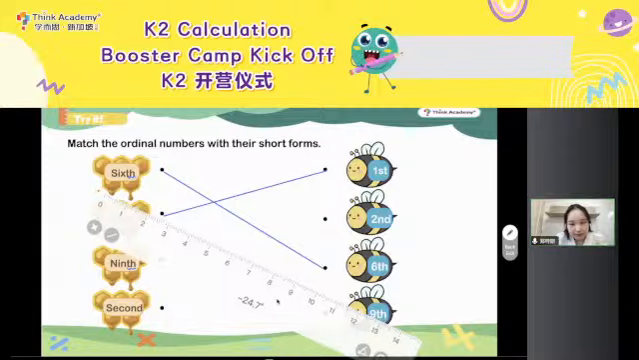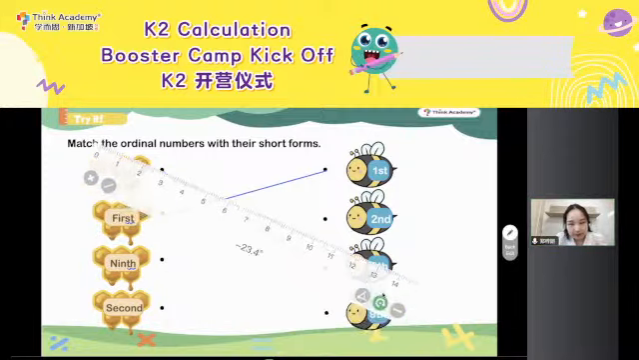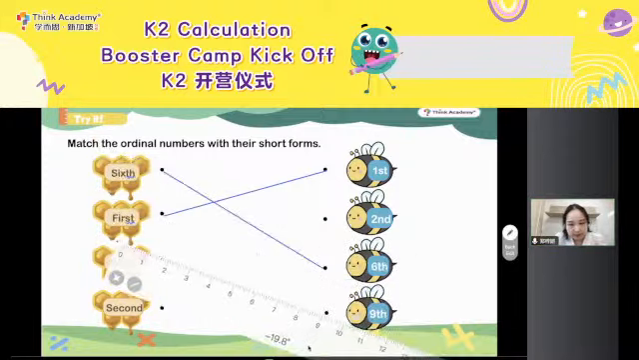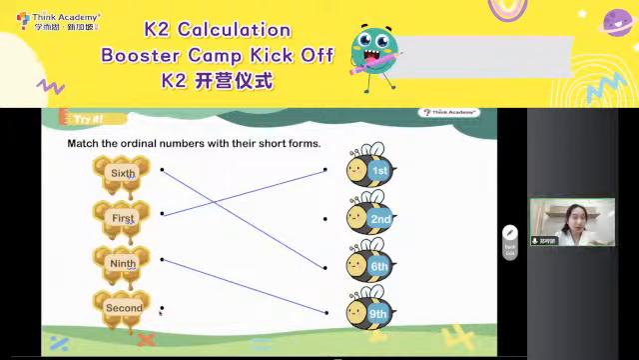What about second? What is the short form for second? Second comes as number 2, right? So it's going to be number 2 adding, what is the tail for the short form? ND, all right? So it's going to be this one, 2ND as the short form, okay?